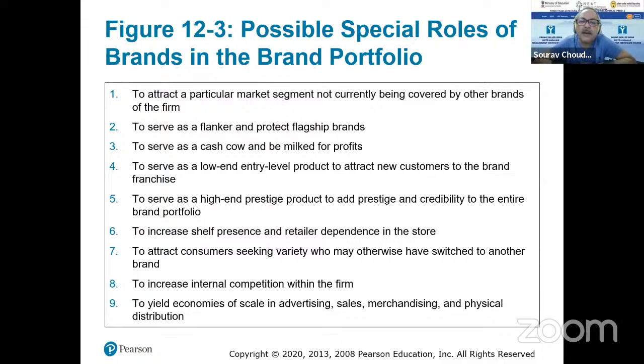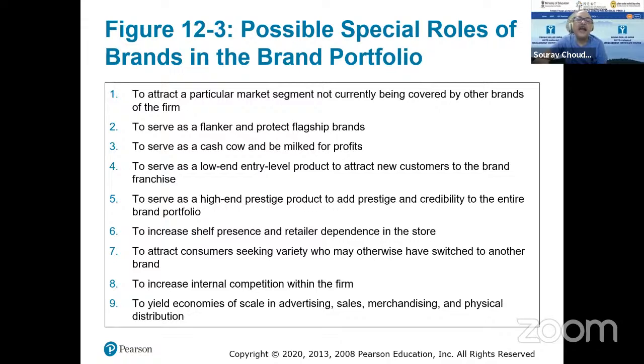To serve as a cash cow and be milked for profits. Okay. So some of the brands become cash cows. They actually yield profits for the company. To serve as a low-end entry-level product to attract new customers to the brand franchise. Okay. Sometimes some brands help you get more customers. Okay. High-end prestige products to add prestige and credibility to the entire brand portfolio. So Nestle had chocolates for a long time. When they came with Kit Kat, that became a high-end prestige product to add prestige to the Nestle chocolates. Correct. Okay.